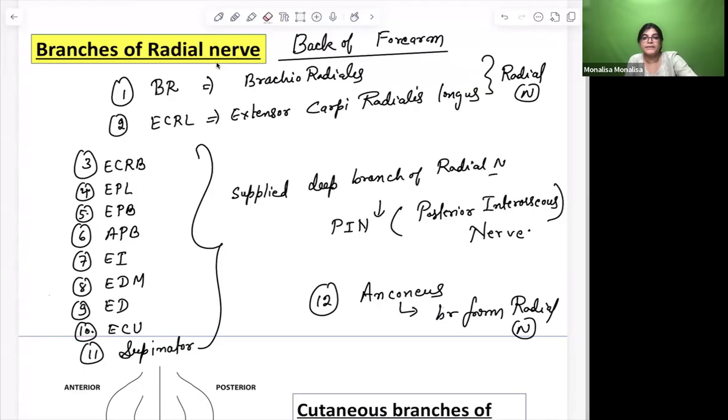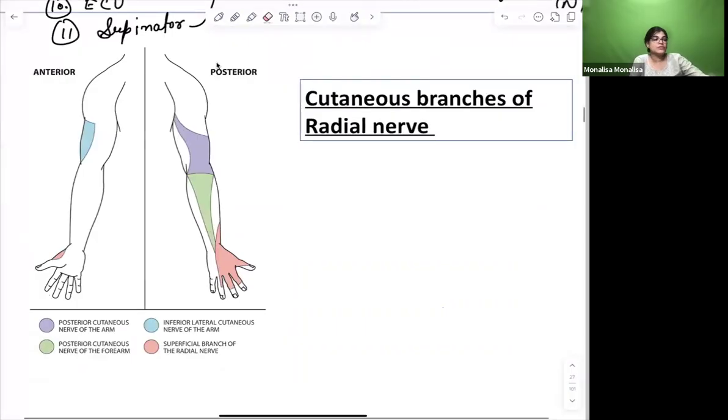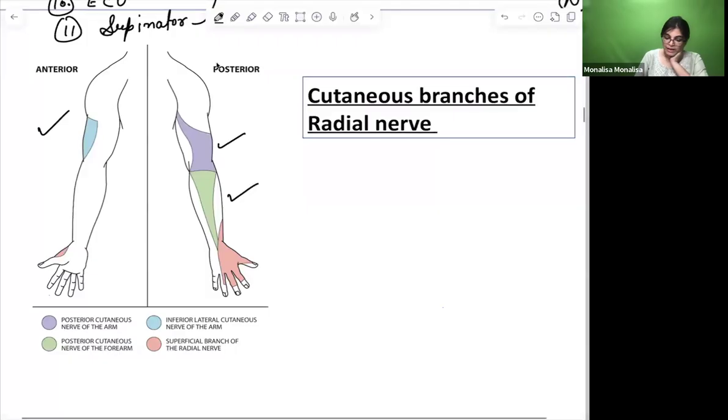Yes, absolutely right. Now let's see this image. In this image, you can see cutaneous branches of radial nerve. If I talk about cutaneous branches of radial nerve, they are giving cutaneous distribution on the posterior aspect of arm, posterior lateral aspect of lower forearm, posterior cutaneous nerve of forearm, and the dorsum of hand.